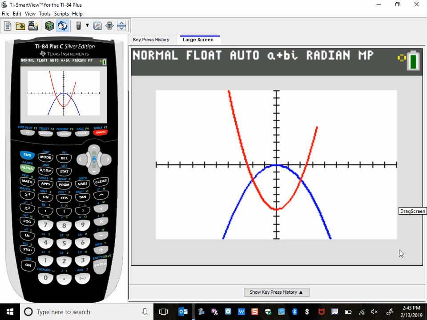Once you graph this, I need to find solutions. How many solutions do I have here? 2. The red graph and the blue graph are crossing at this point and at that point. Sometimes you can see it clearly, but if you can't, you're going to hit second trace.